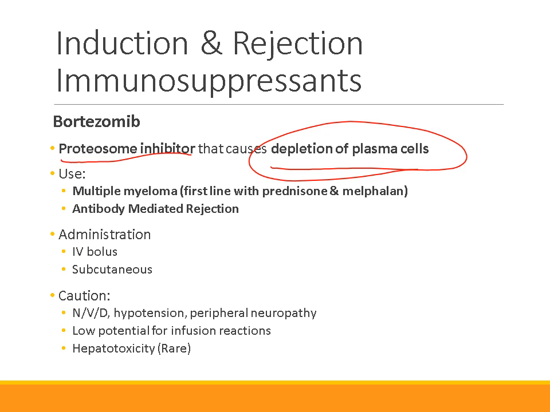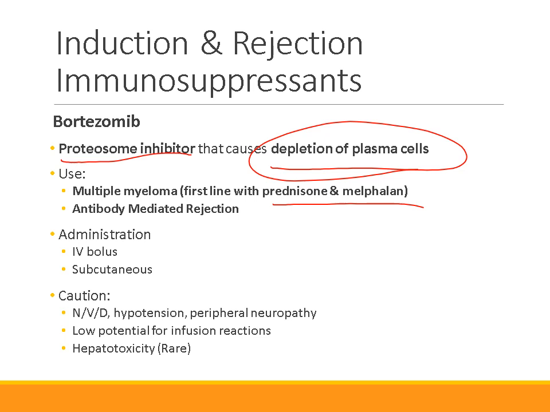It's decreasing antibody production in already sensitized patients. So the patients already had activation of B cells. B cells have already matured or differentiated into plasma cells, and those plasma cells are making antibodies. The bortezomib will go in and get rid of those plasma cells that already exist. Bortezomib can be used for multiple myeloma, which is a cancer. It is first line with prednisone and melphalan.